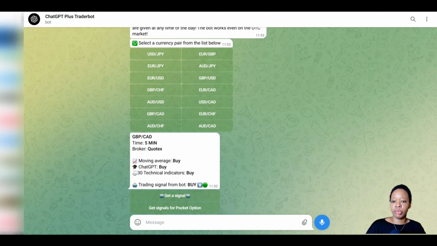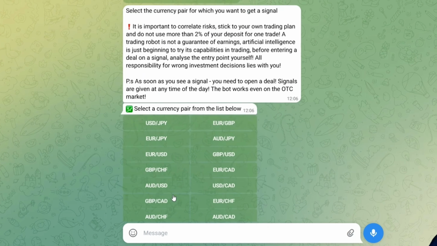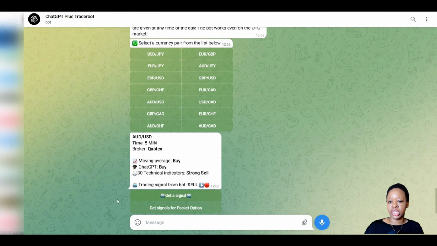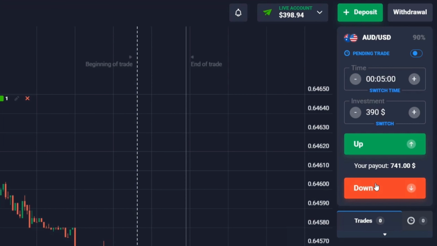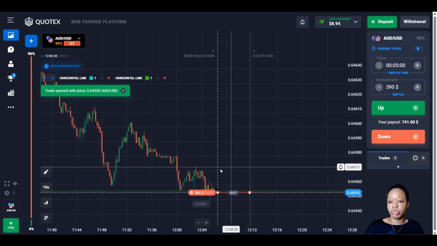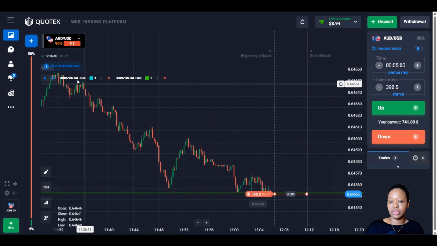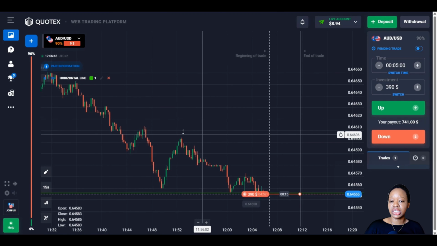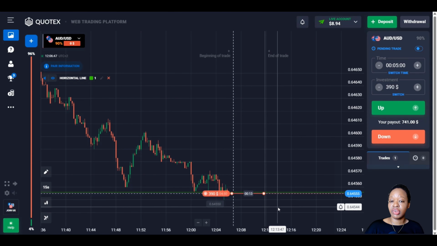So I'm going to go to the Telegram bot and press get the signal. I'm going to find our currency pair. The bot is suggesting a sell trade. I'm going to execute it and press the red button. You can see also the price has a potential to fall. You can see that it's getting lower and will likely continue downward. So let me wait and see the results of this next 5-minute trade.